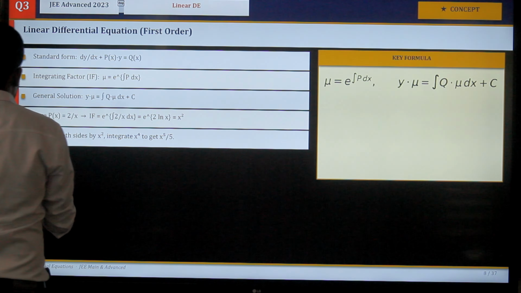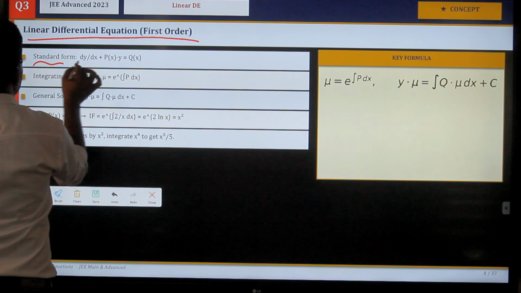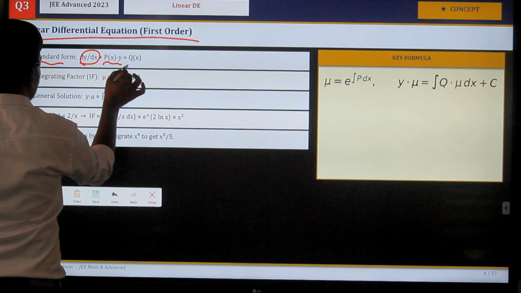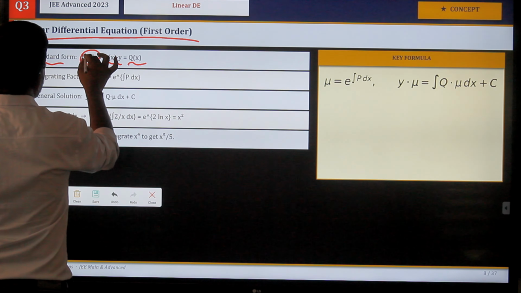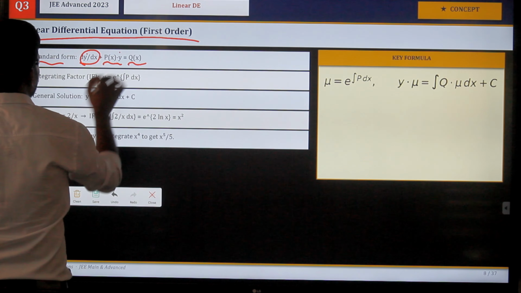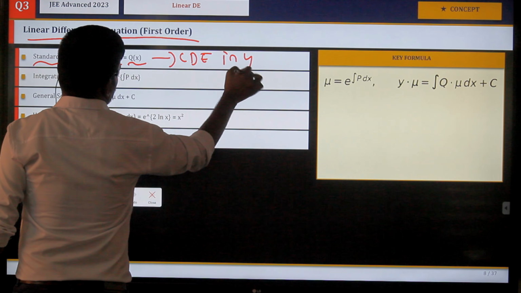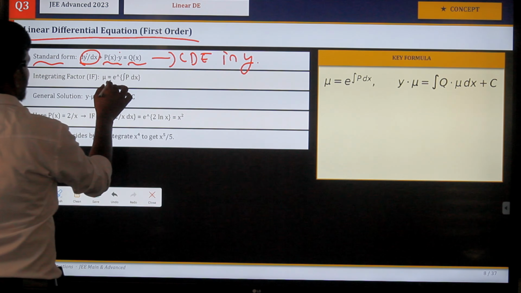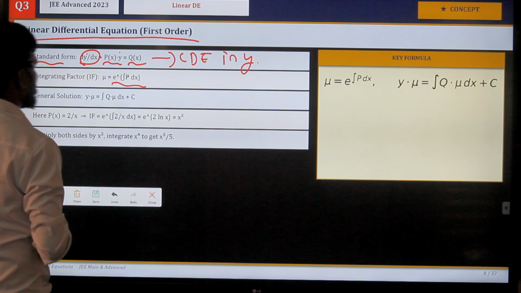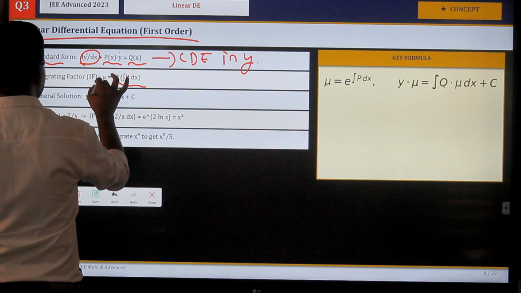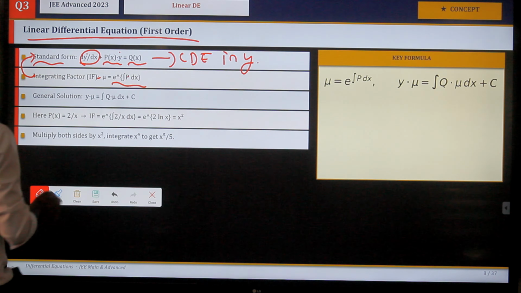So linear differential equation, standard form: dy by dx plus p of x into y is equal to q of x. It is a derivative in y and linear in y, so it is a linear differential equation in y. So the integrating factor is e to the power integration of p of x dx. After finding the integrating factor, we need to multiply this integrating factor to the given differential equation.